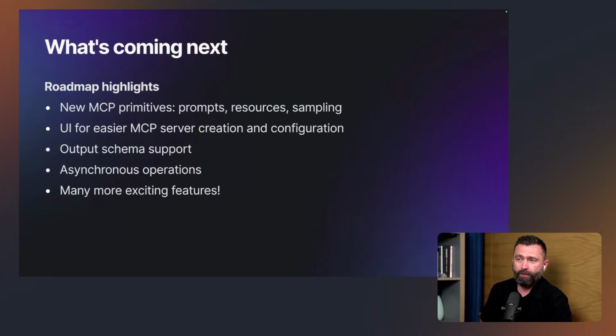Here's our roadmap for upcoming weeks. We've got a whole team working on MCP, so we want to introduce new MCP primitives like prompts, resources, sampling, elicitations. Also, we are planning to create a new UI for easier MCP server creation, which means that you could pick which actors you want to use in your MCP, which prompts, which resources you want to upload, and then it will generate a link for your MCP server right away. Also, there are plans for output schema, asynchronous operations, and many, many more features coming. So we are waiting for your feedback, and thank you. That's it from my side.